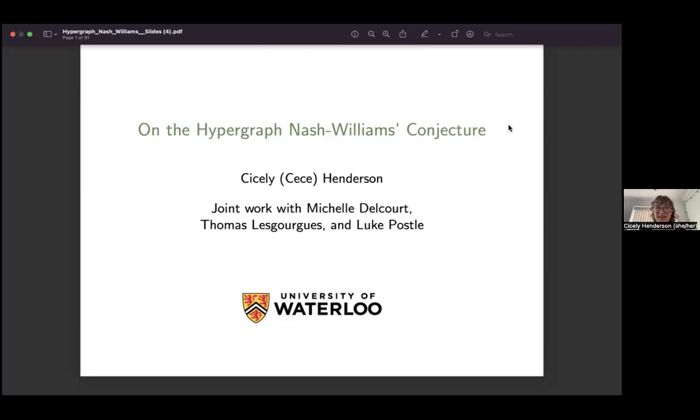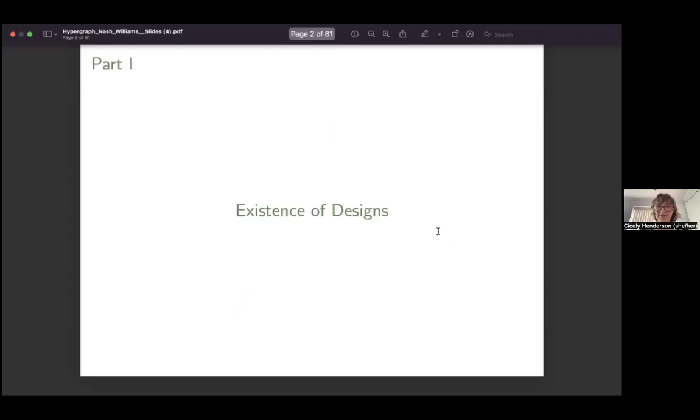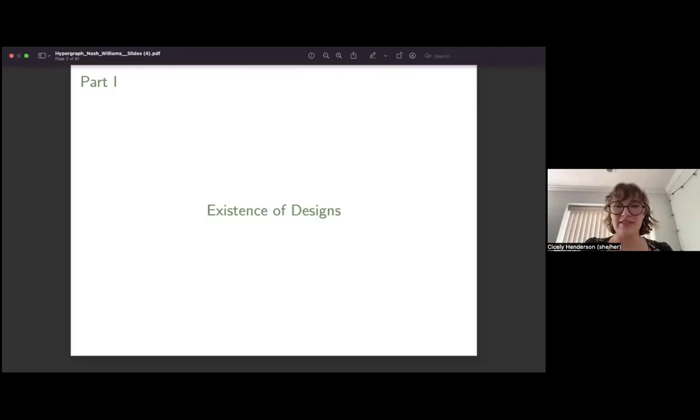Everything I'm talking about today is joint work with Michelle Delcourt, Thomas Lesgourgues, and Luke Postle. Okay, so we're going to start off with some background information about the existence of designs.